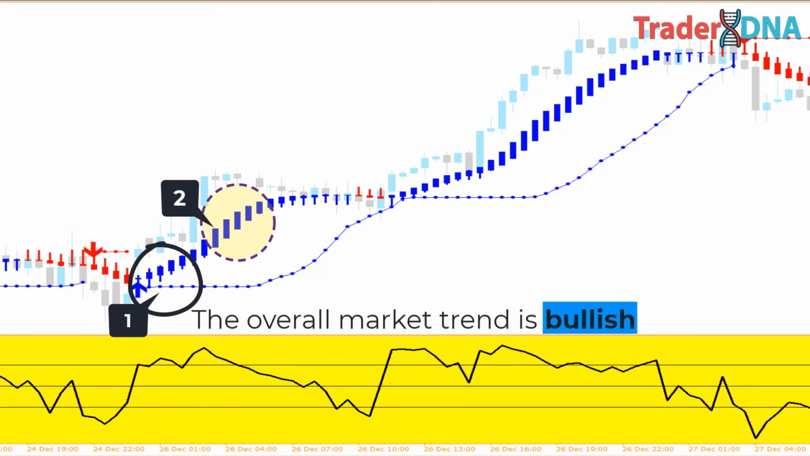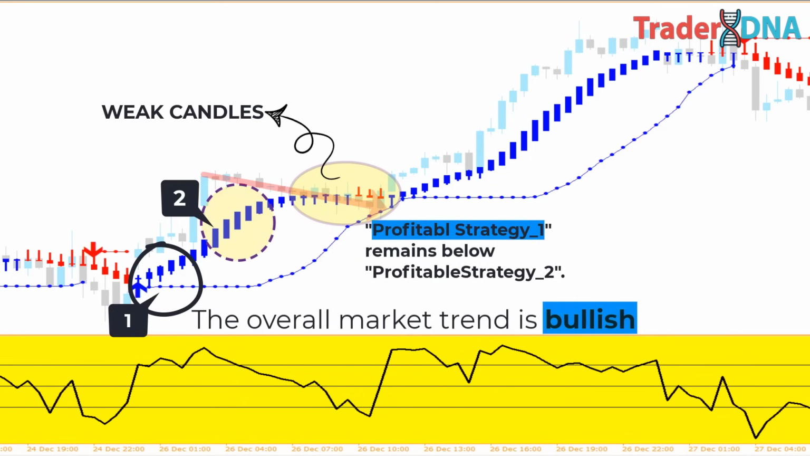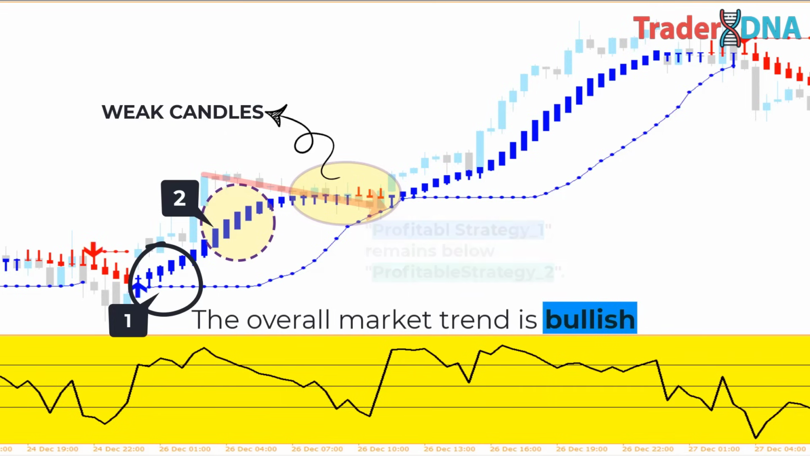Identifying a high probability buy signal. Now, here's where things get really interesting. At this point, the market is showing trend exhaustion, which we can see from the formation of weak bearish candles, red, and weak bullish candles, blue, on profitable strategy 2. This indicates that momentum is slowing down. But here's the key detail. Profitable strategy 1 remains below profitable strategy 2. And that's what makes this setup so powerful. Why? Because when a buy signal forms in this condition, it's a high probability buy signal. This confirms trading rule number 3, bringing us one step closer to a strong trade setup. Now let's move forward and see how we can capitalize on this opportunity.